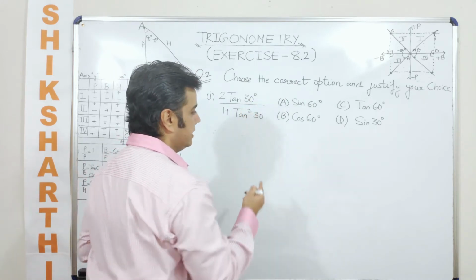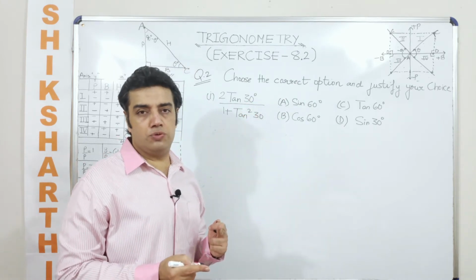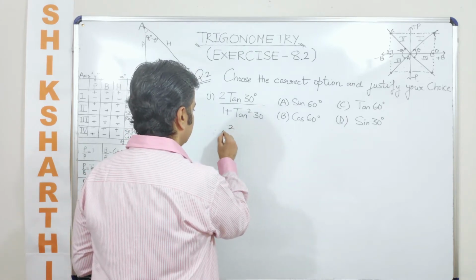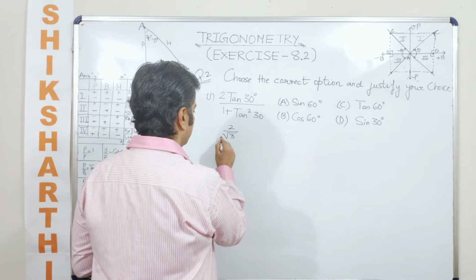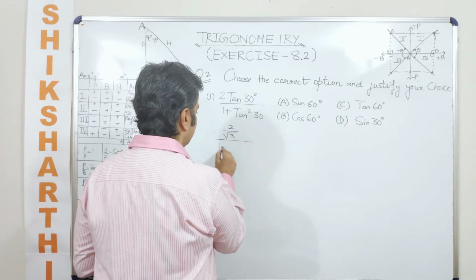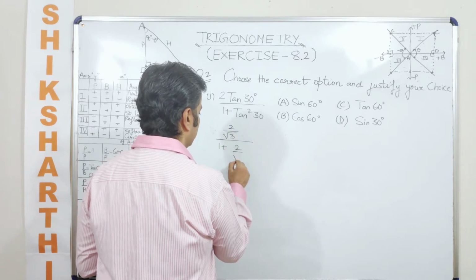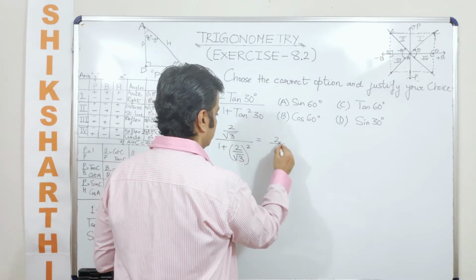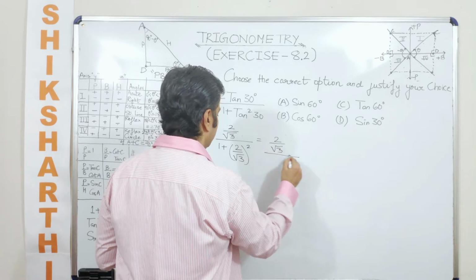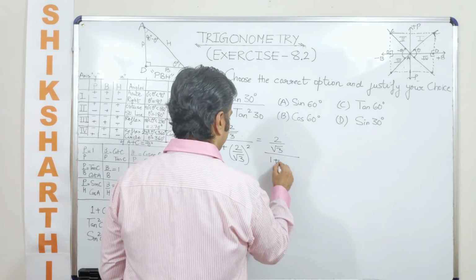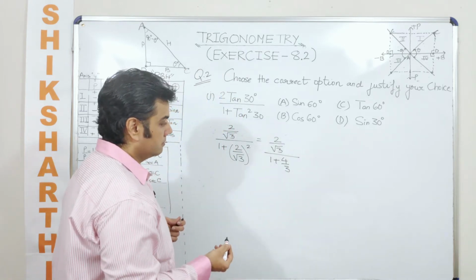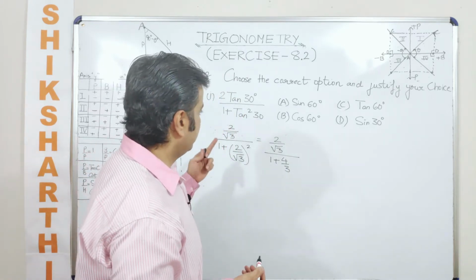So how much is tan 30? One way is I can use the values of the trigonometric ratios. Tan 30 is 1 by root 3. So can I say this is nothing but 2 by root 3 divided by 1 plus 2 by root 3 whole square? Which is just like saying this is 2 by root 3 divided by 1 plus 4 by 3. So have I written it correctly?